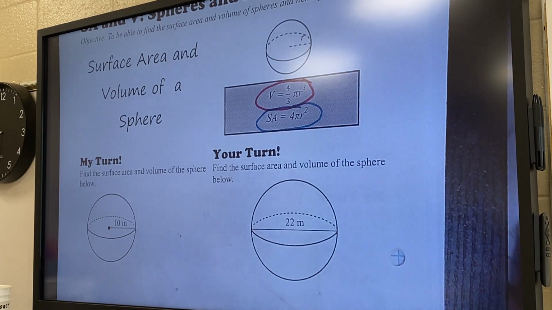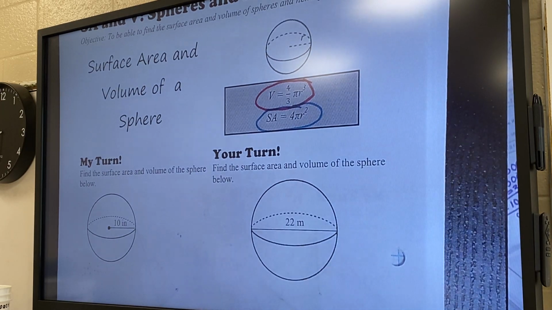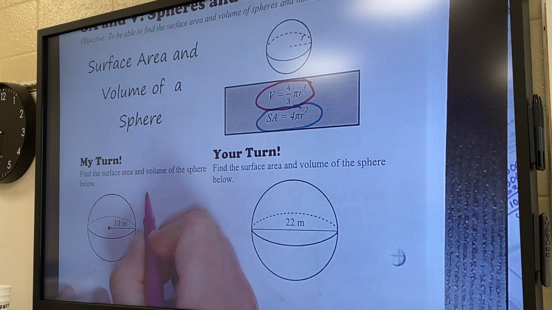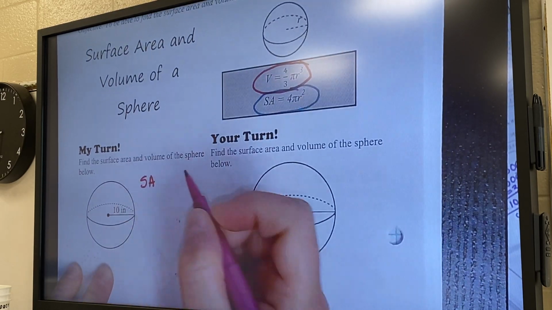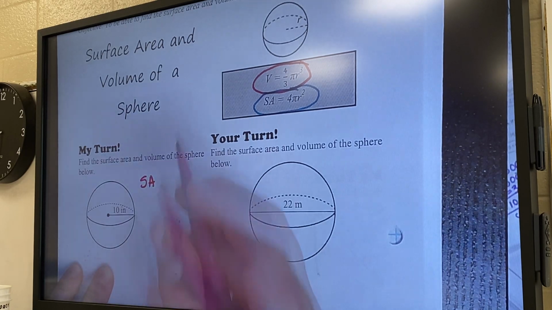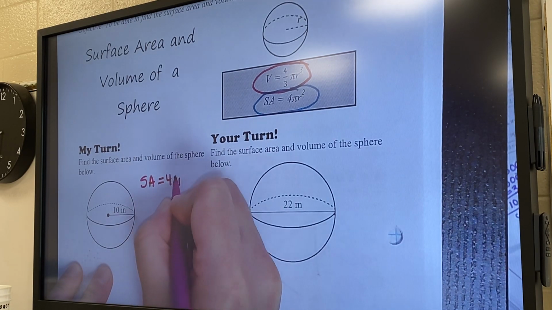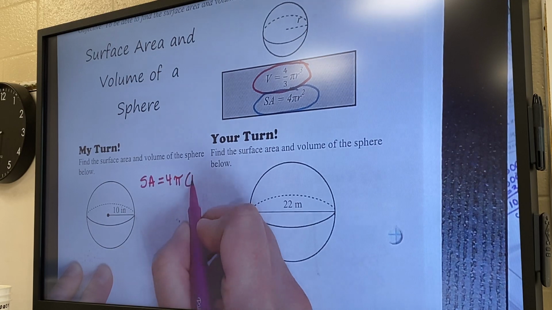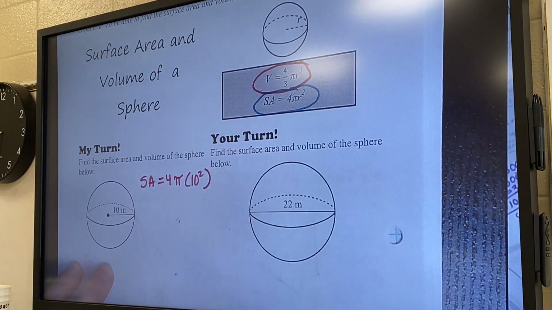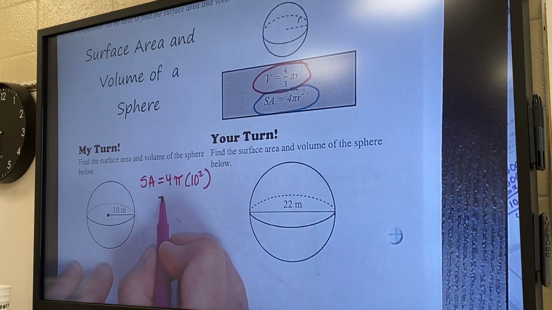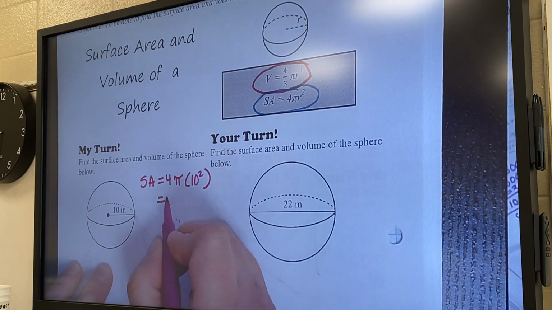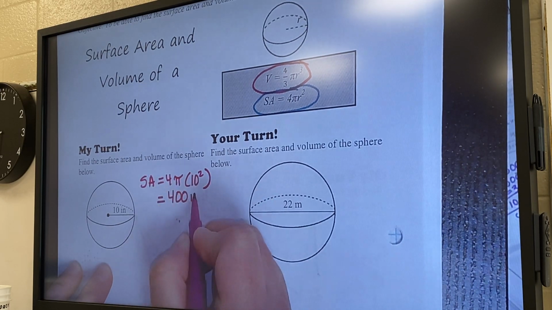Alright, y'all, let's look at the first example. I want you to find the surface area and the volume. So to find the surface area, we just use 4 pi r squared. We're going to use our calculators, obviously. So the surface area equals 4 pi, what's the radius? 10. 10 squared. So 10 squared is what? 100 times 4 is? So that'll be 400 pi.